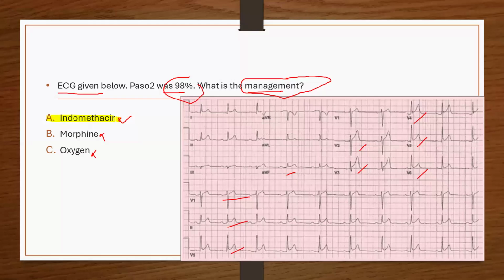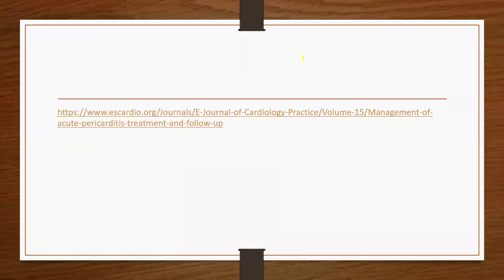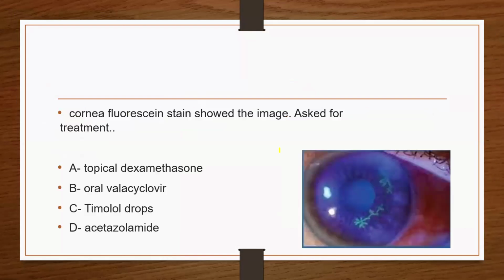So I'm moving on. I hope everything is okay so far, the speed and everything. I am not rushing. I am going at a moderate speed because this is the first session for the majority of you. As we move on, you will learn to pace up. Now, see, this is the next question for you all. Corneal fluorescein stain was given in the question and asked for the treatment.